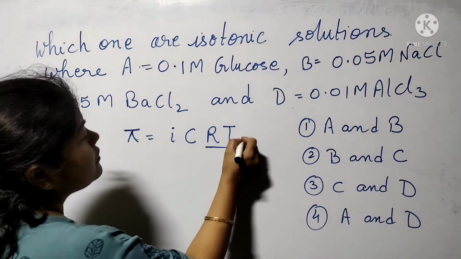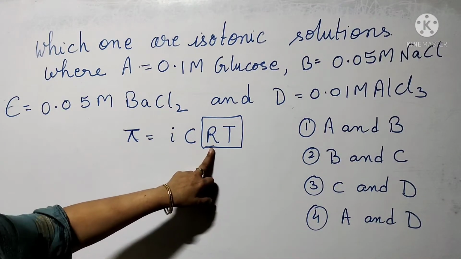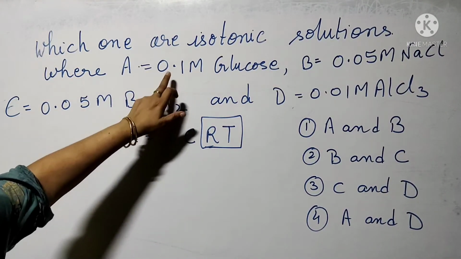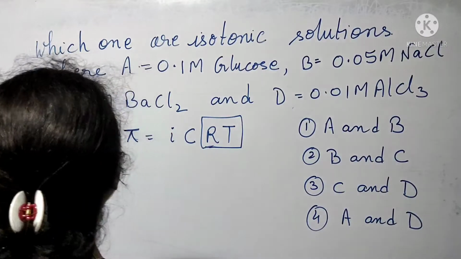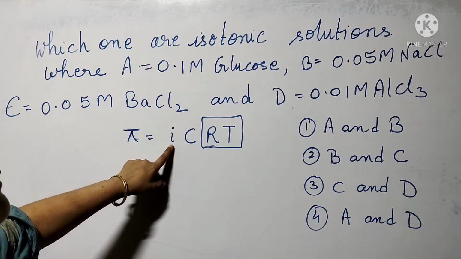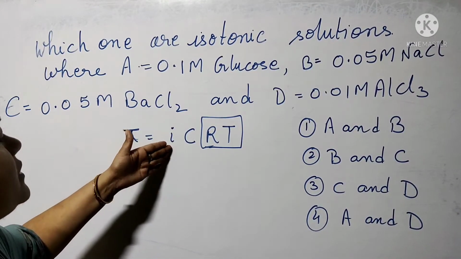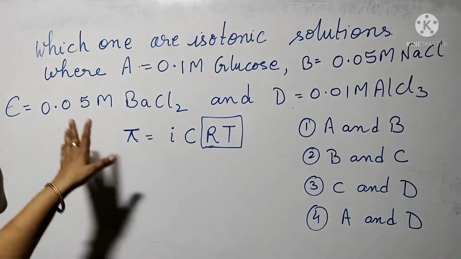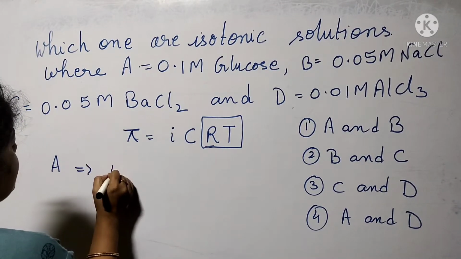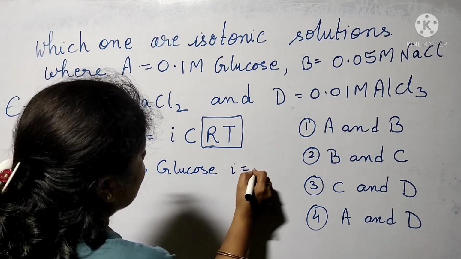Now these two are constant quantities. We can assume that at constant temperature, the value of R is constant. Now this is the value of concentration. Concentration here varies from particle to particle, and i is the Van't Hoff factor. Van't Hoff factor can be found by just taking the number of molecules which are associated in the group. So for A, that is glucose, always remember the value of i is 1.